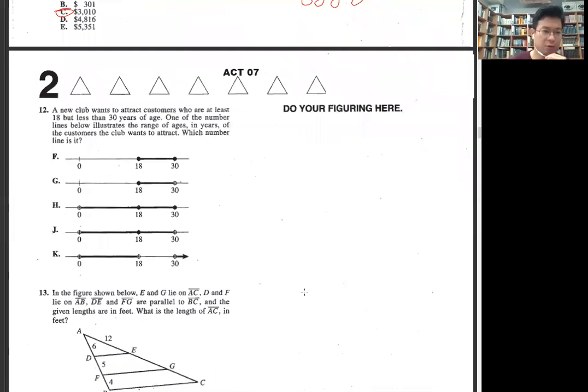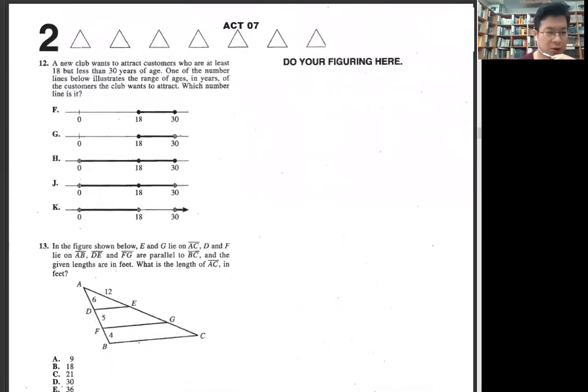A new club wants to attract customers who are at least 18 but less than 30. Which number line illustrates this? So at least includes 18, so less than doesn't include. So this doesn't include, so G.